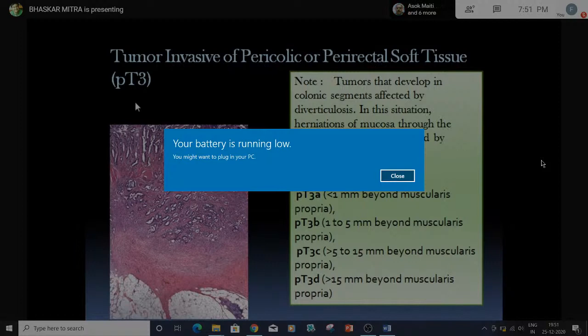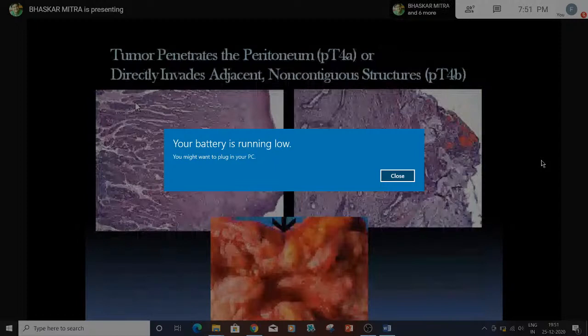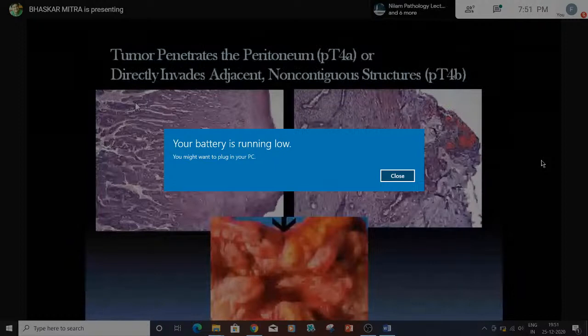Now, we always fight with that in category T4A, where the tumor penetrates the peritoneum and involves the peritoneum, or it directly invades the adjacent or contiguous structure, it is T4B. Now, there is an important thing I will suggest.